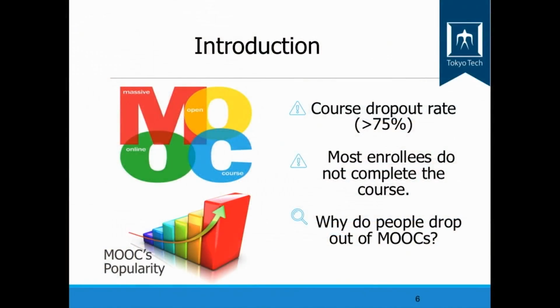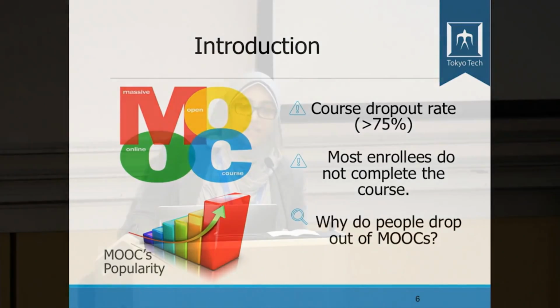Back to the main topic, MOOCs. I think everyone knows that MOOCs are massive open online courses. What I want to talk about today is MOOC dropouts. Although MOOC popularity is rapidly increasing these days, it still suffers from a high dropout rate, which is larger than 75% per MOOC. Researchers have noticed that most of the people who enroll in MOOCs usually don't complete them. And a lot of research has been done to answer the question, why do people drop out of MOOCs?